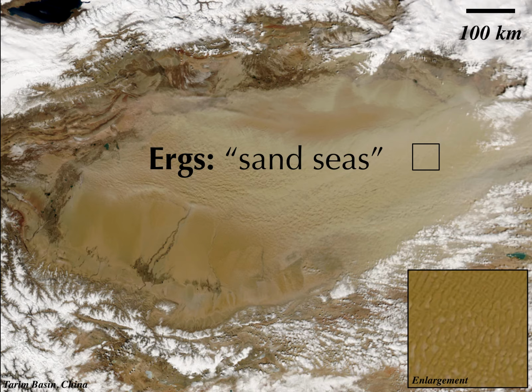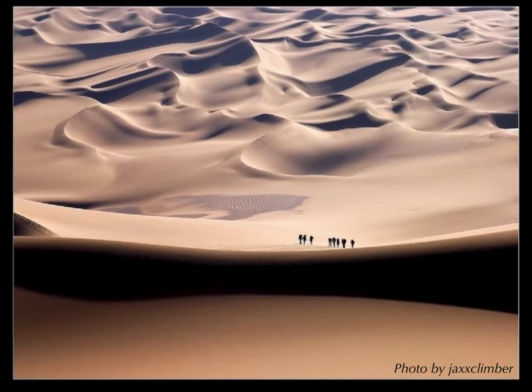Aeolian sands accumulate in large arid basins like this one in western China. Scale bar up in the upper right-hand corner. Sand seas like this are called ergs. You can note the enlargement of this area that's shown in the lower right, and you can see that most of this large inland basin is covered with dune upon dune upon dune, which if you actually go there and look at it, looks something like this. In the center of that basin, all you can see are just dunes for miles and miles around.